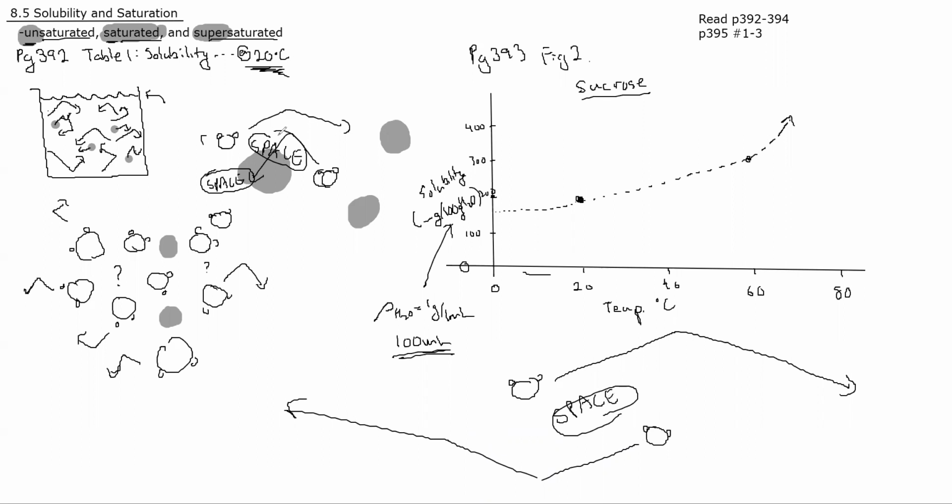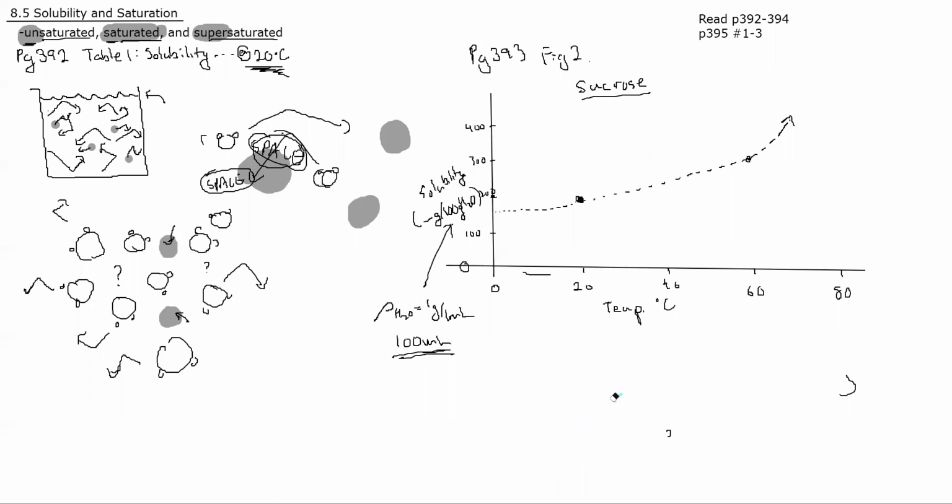And if the space increases, will there be more opportunity or more space for the solutes to dissolve, or the solutes to be uniformly distributed? Absolutely. In short, as a general rule, for solids, when temperature increases, then the solubility of a solute in solid form will also increase.